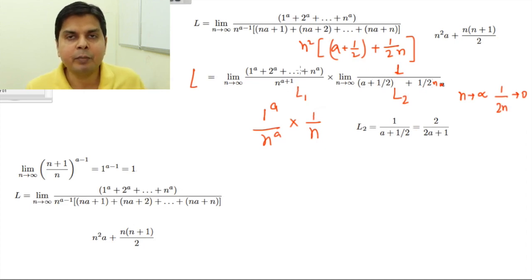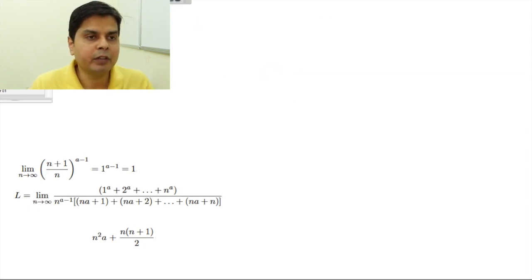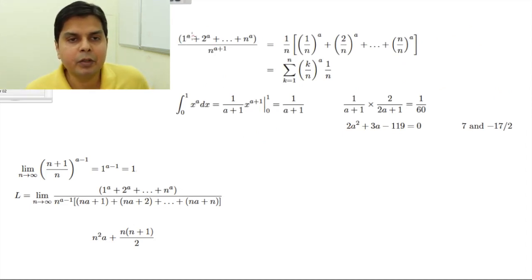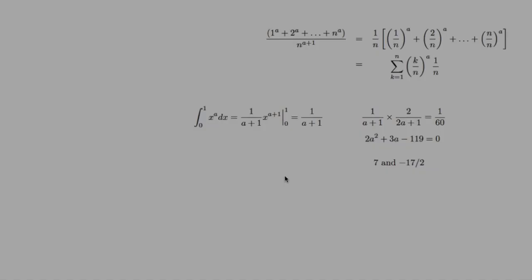My basic worry and my only problem is how to find this limit L1. So let me find this also. Now this limit is 1 to the power a plus 2 to the power a plus and so on, divided by n to the power a plus 1. So I can write it as 1 by n, that is what I had taken, this n to the power a plus 1. So one of the n I can take outside. Now this will be 1 by n to the power a plus 2 by n to the power a plus like this. So this is summation k is equal to 1 to n, k by n to the power a, and this is 1 by n.